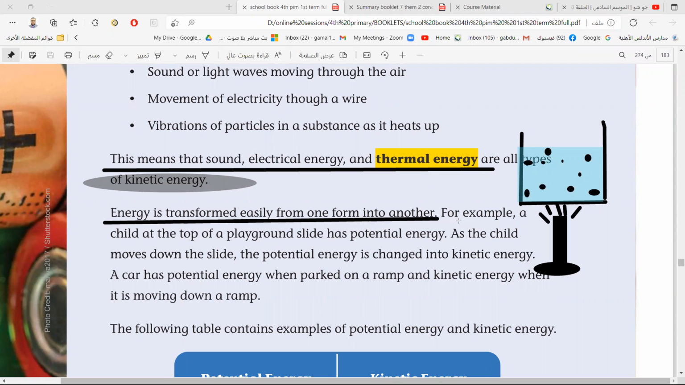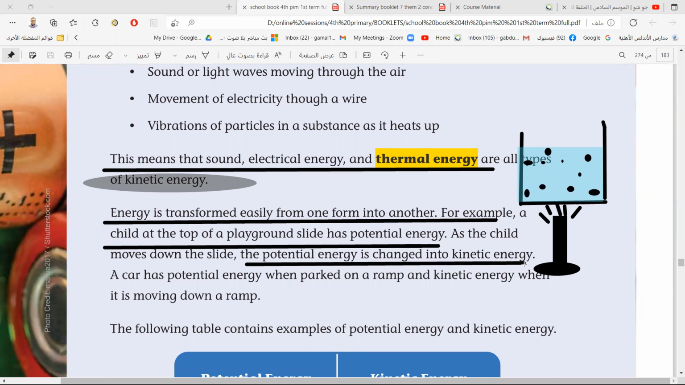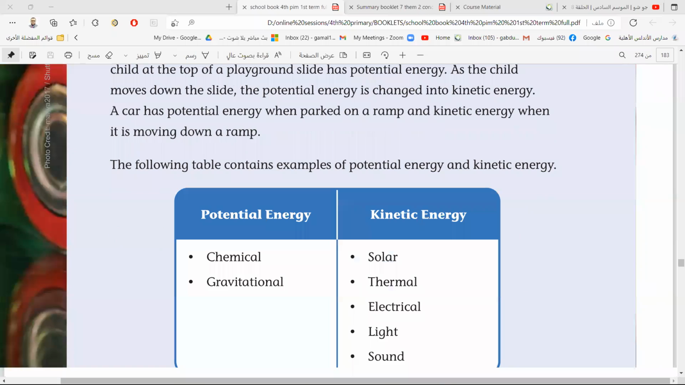Energy is transferred easily from one form to another. For example, a child at the top of a playground slide has potential energy. You go to the top and slide down. This potential energy changes into kinetic energy. And a car has potential energy when it is on the ramp. When it moves down the ramp, the potential energy changes into kinetic energy. So there are changes between potential energy and kinetic energy.